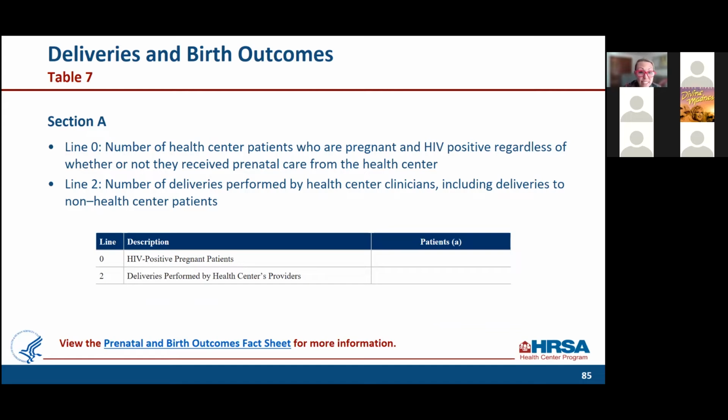Also on table 7, you'll report the number of pregnant women at your health center who are HIV positive, regardless of whether or not they were part of your prenatal care program. This is just the count of patients who have HIV and who are pregnant. You will also report the total number of deliveries performed by your health center providers, include deliveries of women who are not health center patients if your providers participate in rounding at a hospital.